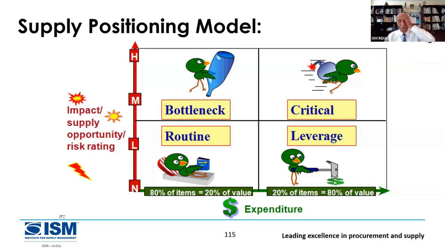So once you're done for all, let's say 100 items, you will find the top 20 out of 100 will cover 80% of the value. And the bottom 80 contracts, if you put them into descending order, they'll cover the bottom 80. Am I clear on this point? Any other questions on this?